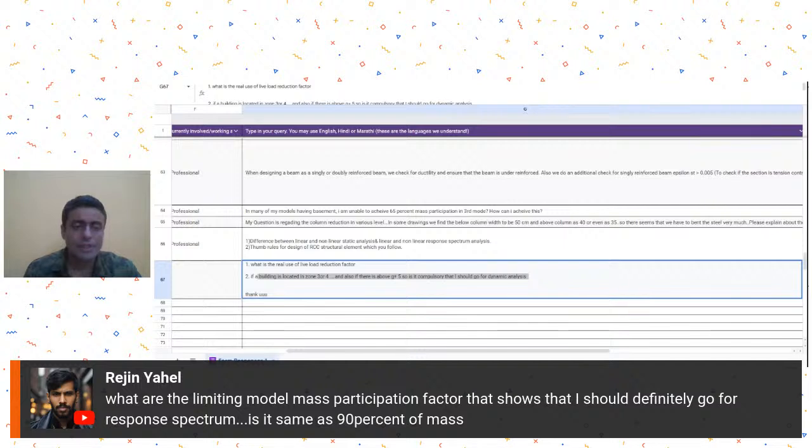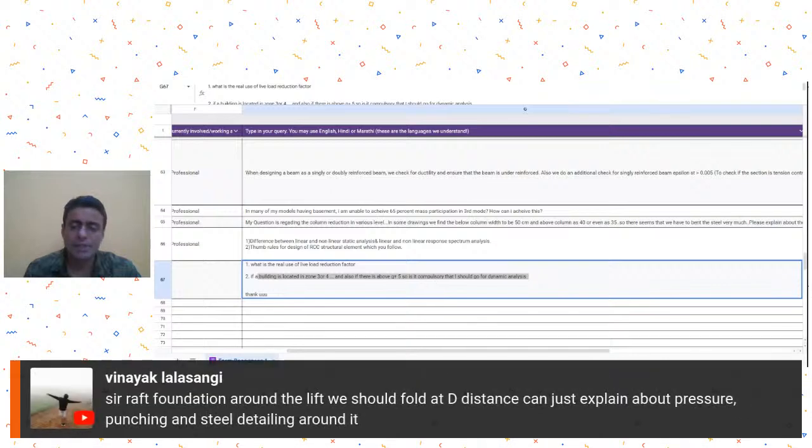If you can see the model behavior, and if in your fundamental modes you see more than 90% mass participating, I would say that you don't need to do any response spectrum analysis. It would be good enough for you to do just the equivalent static also. But again, it will depend on the type of structure that you are having.